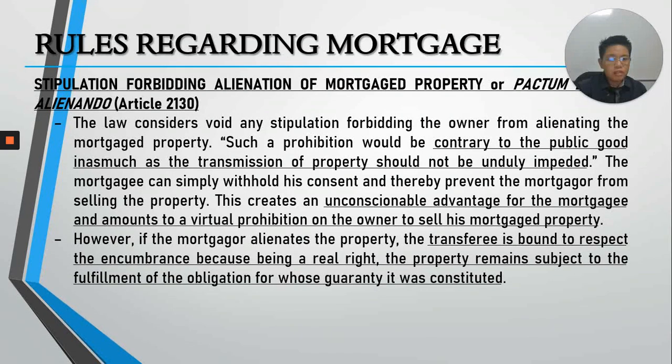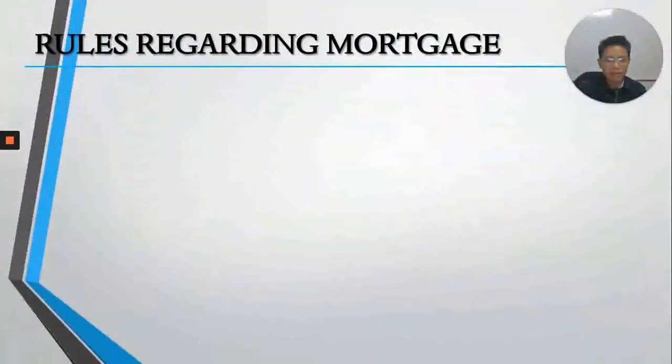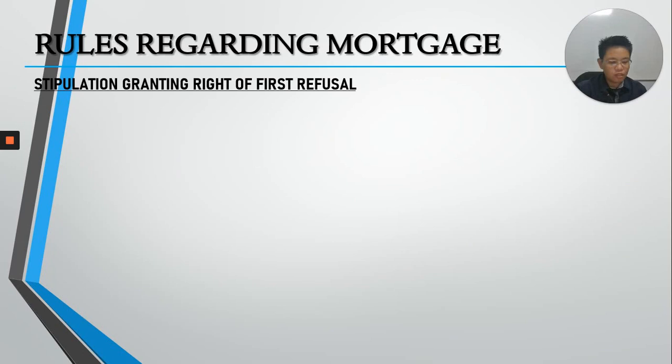If the mortgagor alienates the property, obviously, the buyer is bound to respect yung real estate mortgage constituted on the property. So, always, the buyer's ownership over the property is always subjected to the right of foreclosure of the creditor. What else? Stipulation. Itong mga to, wala na sa book nyo ito.